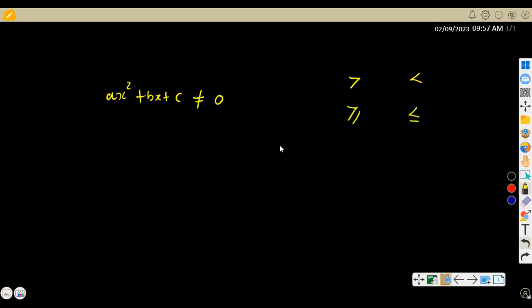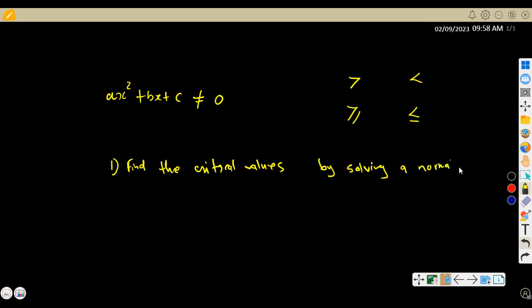It's now an inequality. So whenever you are solving inequalities, what you need is to first find the critical values by solving a normal quadratic equation. Not an inequality, but you are now taking it as an equation. You find the critical values. The critical values are the values of x, like to say x is equal to 3, x is equal to 4. These are the critical values.